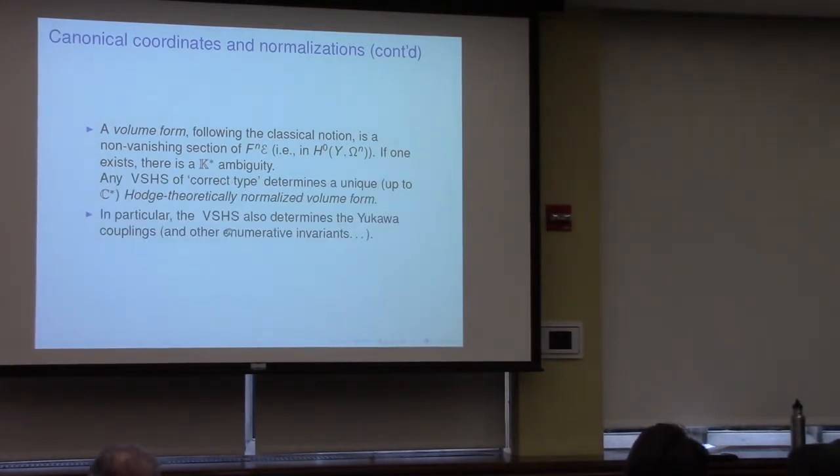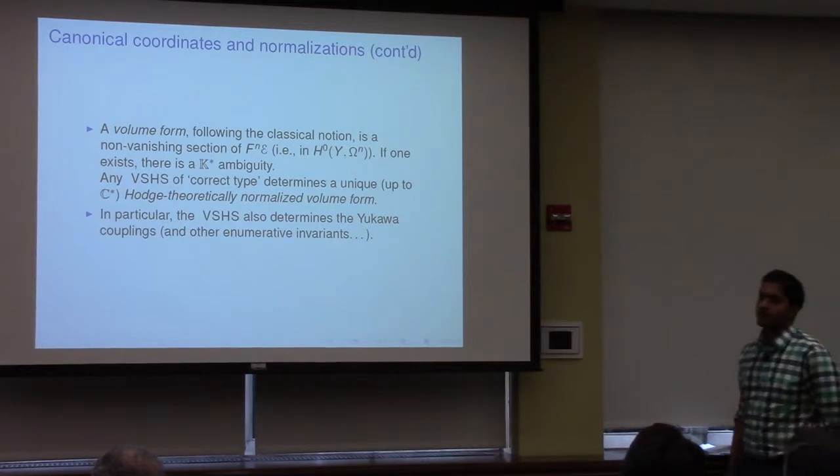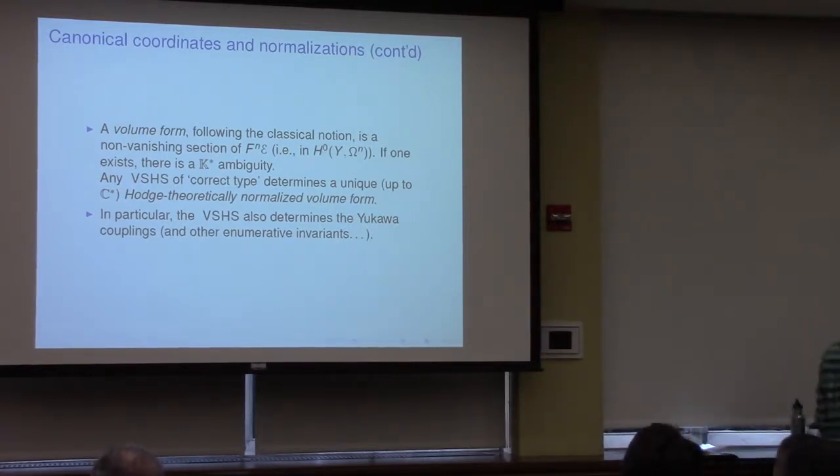One of the things that Hodge structures allow us to do is determine some unique, up to again C-star, Hodge theoretically normalized volume forms. So we can use these variations of Hodge structures to fix a unique choice. In particular, we talked about Yukawa couplings earlier, and they were determined by covariant differentiation and integration with respect to a volume form. Since we have a canonical choice now, the variation of Hodge structures also determines in some canonical fashion Yukawa couplings and other enumerative invariants.